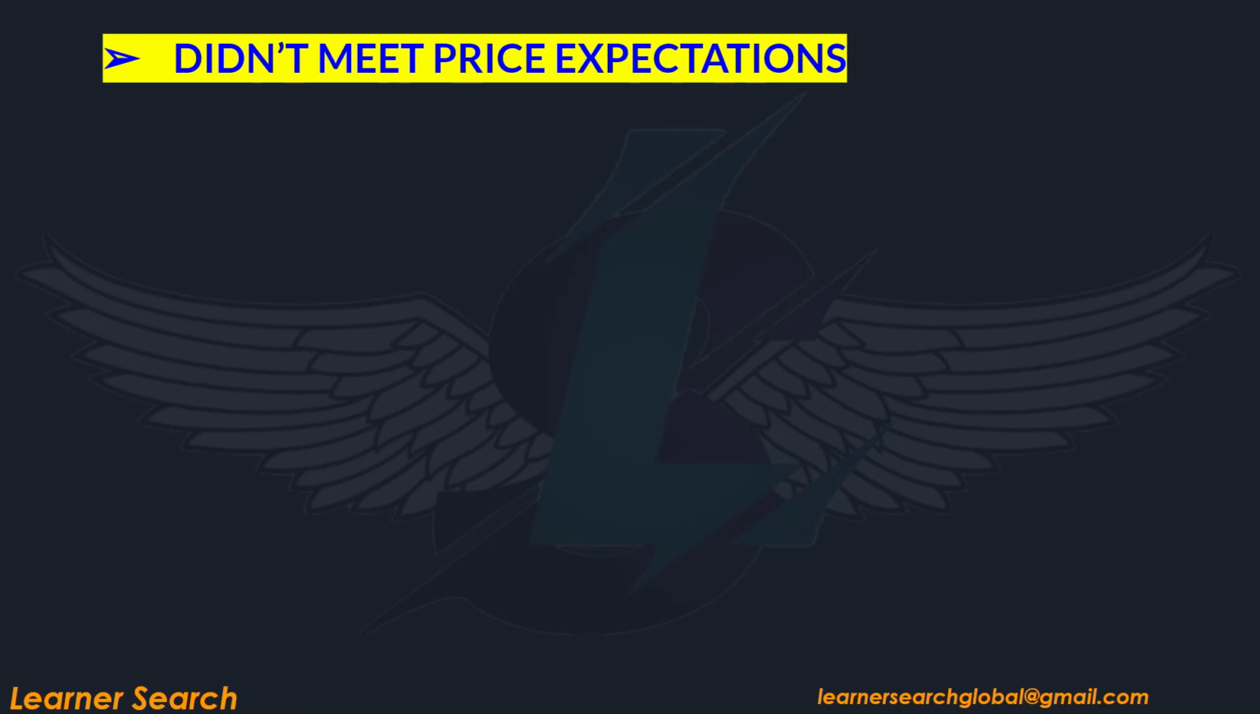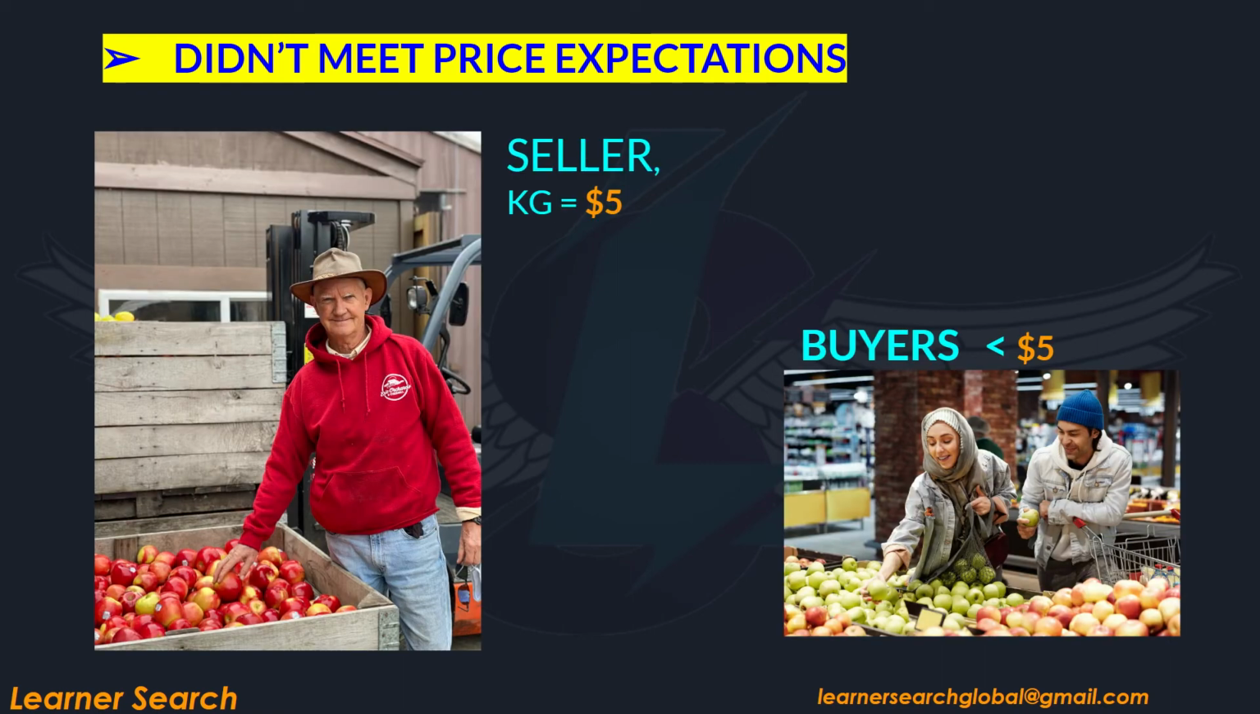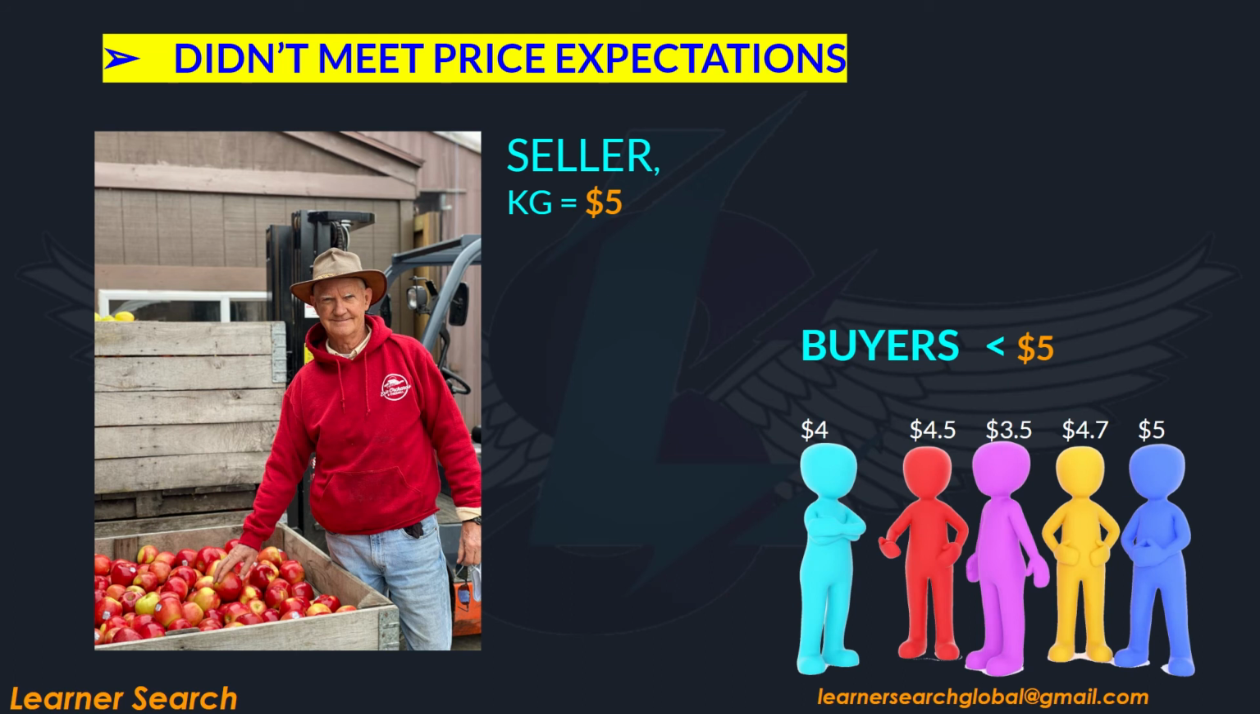Next one, did not meet the price expectations. For example, he wants apples to sell for $5 per kg and doesn't want to sell below that price. Among all the customers, a few customers are not willing to pay the price fixed by the sellers and want to buy at a price less than $5. Finally, for these customers who did not meet the price expectations of sellers, apples are not sold to them.